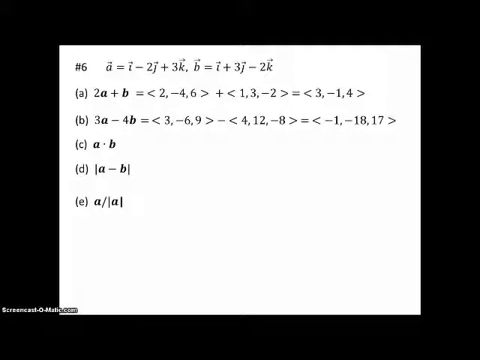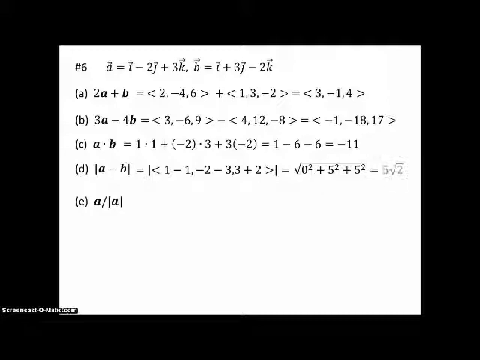3a minus 4b, you triple the components of a, quadruple the components of b, and then subtract carefully. A dot b, you multiply the components together and then add those products. The length of vector a minus vector b, first you subtract the components and then you square those results under the radical using the extended Pythagorean theorem. And then simplify the square root of 50 to 5 root 2.